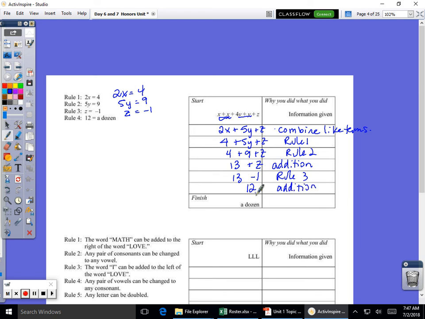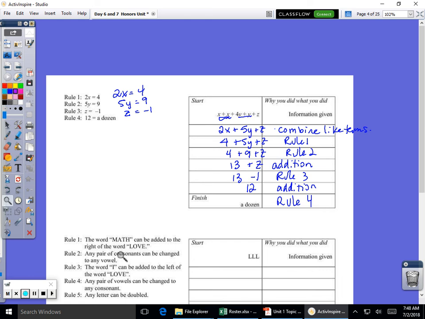Alright, but how did I get from 12 to a dozen? I used this rule 4. So every box needs to be filled in. I need to have a statement and a reason. Even at the very end, if you finish with a dozen, you need to say why you were able to take that last leap to get to your final answer.